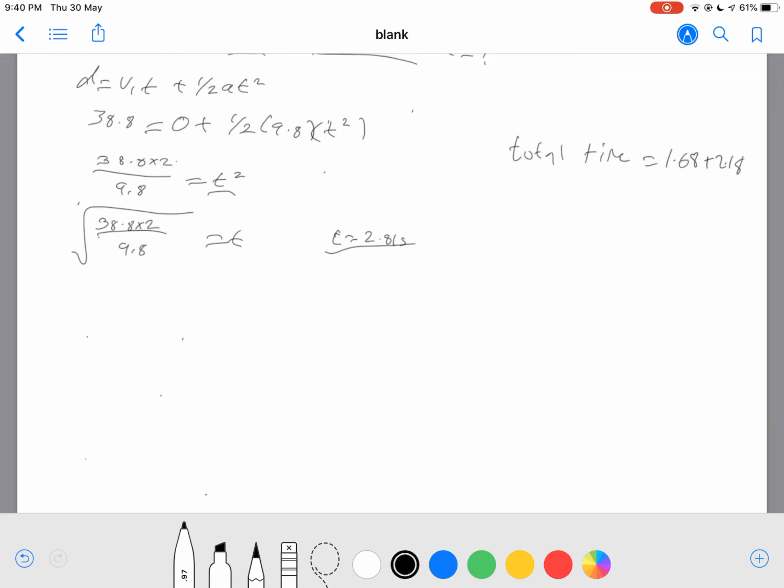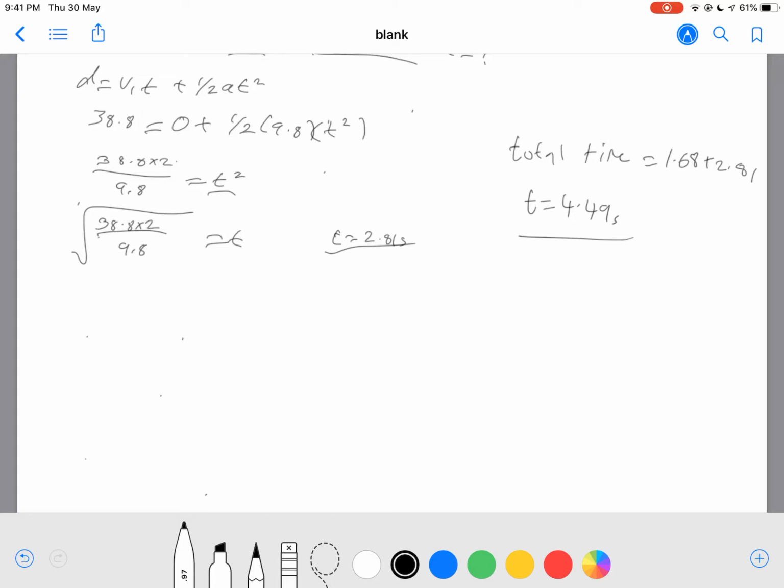Sorry, I got it the wrong way around. 1.68 plus 2.81, that gives us time equals 4.49 seconds. That's great. Now we have our total time and we have our horizontal component of the velocity. So now we can substitute these numbers in and find the horizontal range traveled.